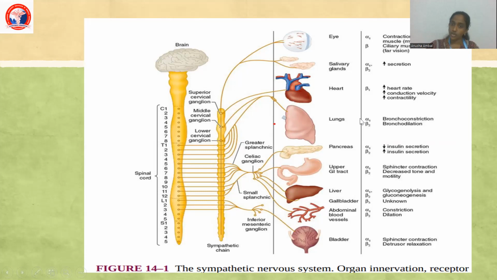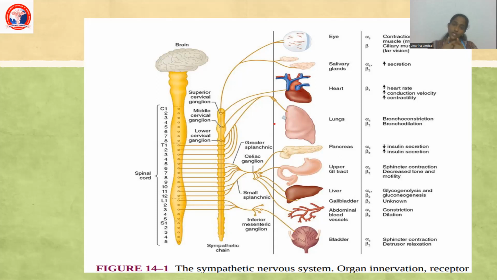So, not that in every sympathetic stimulus, there will be a bronchodilation. It's not the same. Whenever there is an alpha action, bronchoconstriction, beta action, bronchodilation. So that is why we are using salbutamol. Salbutamol is a beta agonist. It's a beta 2 agonist.